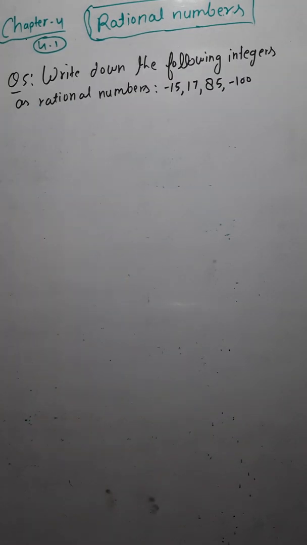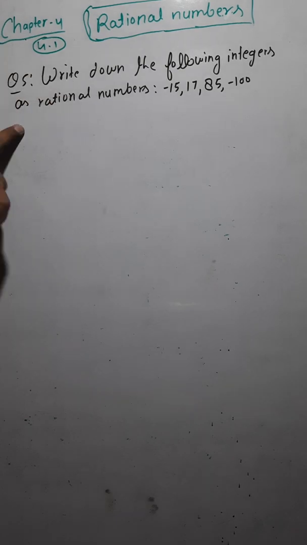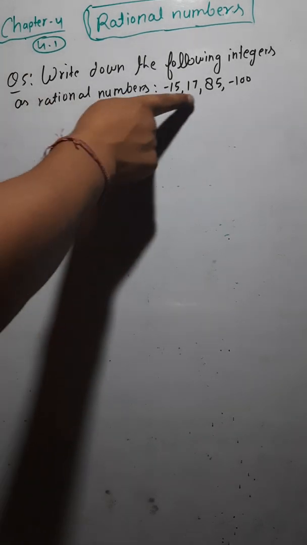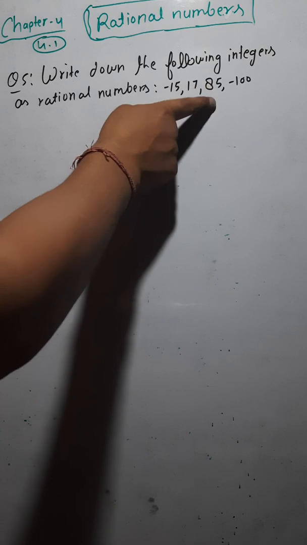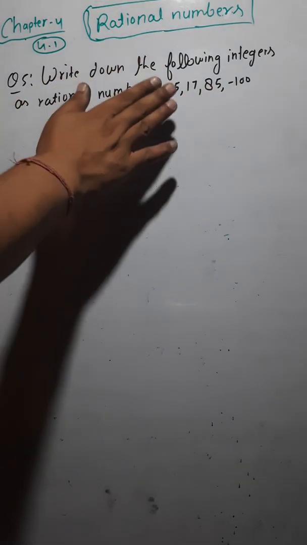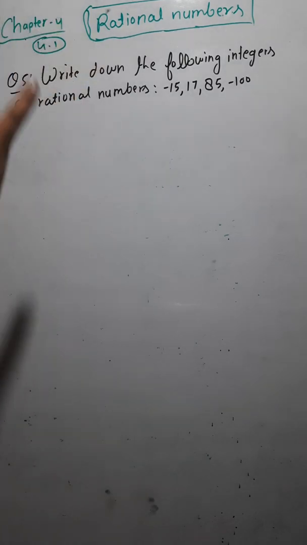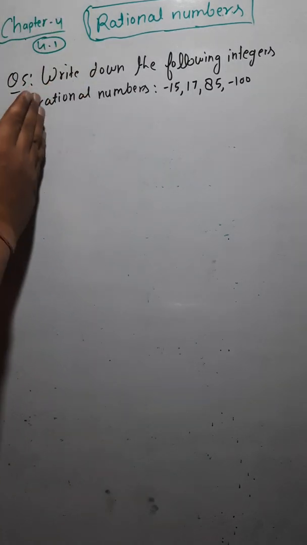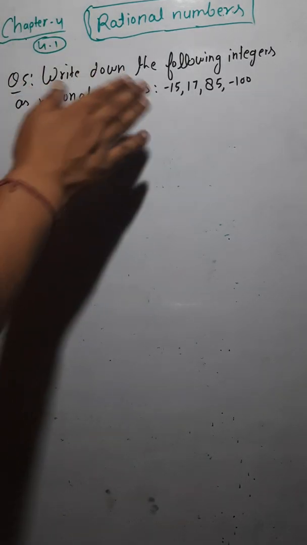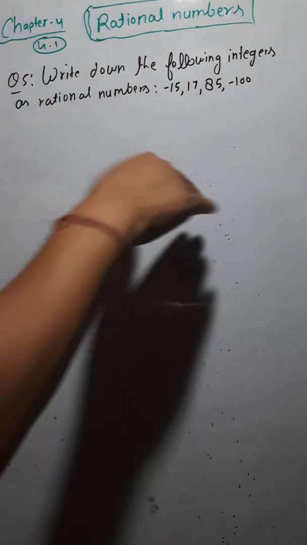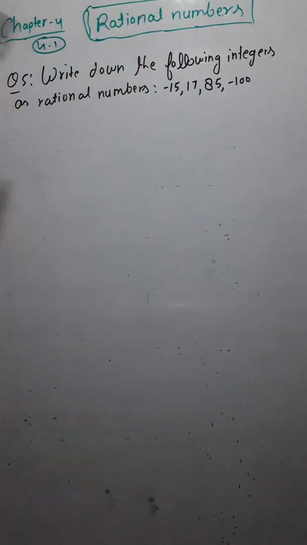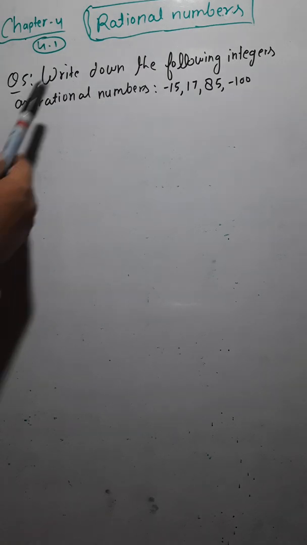Now this is the next question, question number 5. It is, write down the following integers as rational numbers. These all are integers: minus 15, minus 17, 85 and minus 100. You have to write these integers in the form of rational numbers. In the previous question, we changed the rational numbers into integers. Now here we are changing the integers into rational numbers. That you have to do here.